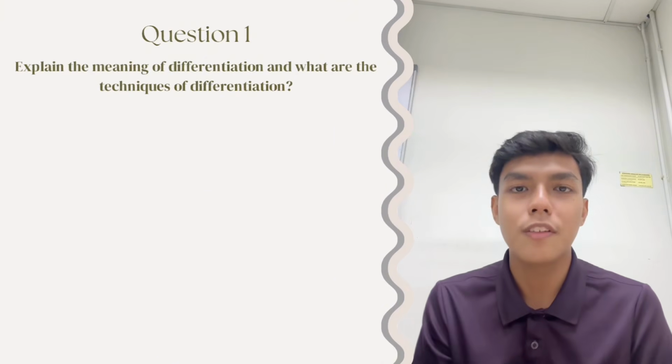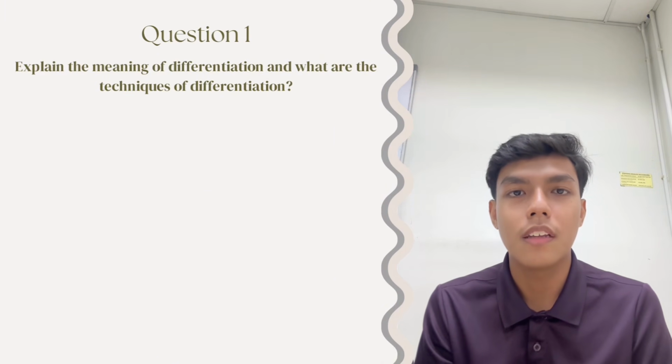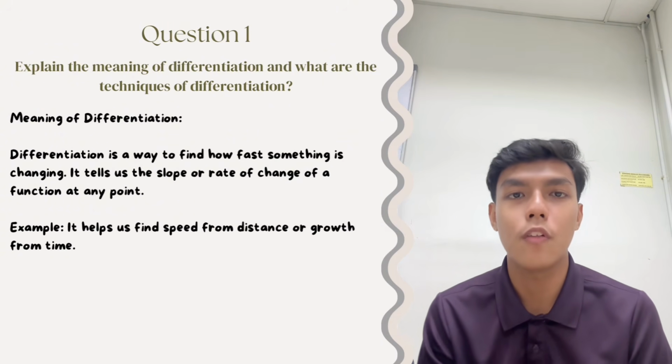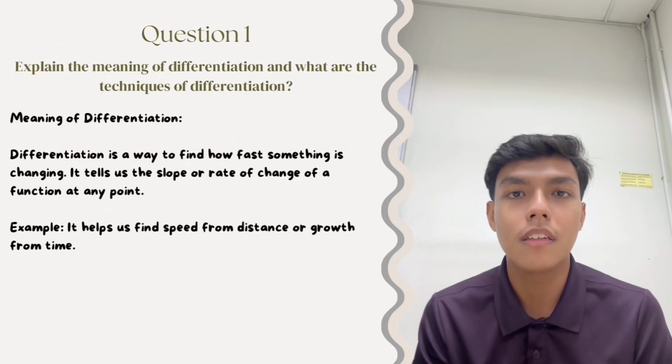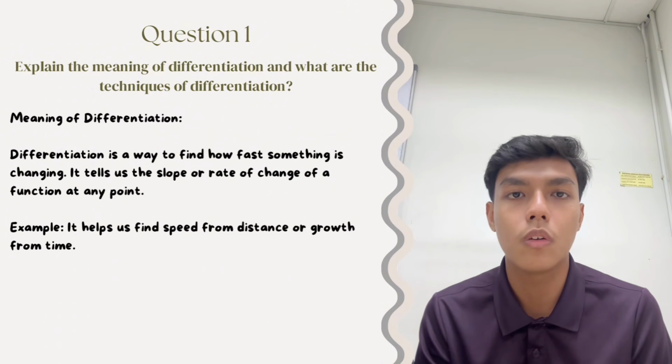Hi, so let's solve question number 1. Explain the meaning of differentiation and what are the techniques of differentiation. So, the meaning of differentiation is a way to find how fast something is changing. It tells us the slope or rate of change of a function at any point. For example, it helps us find speed from distance or growth from time.